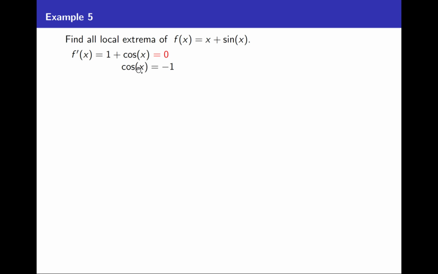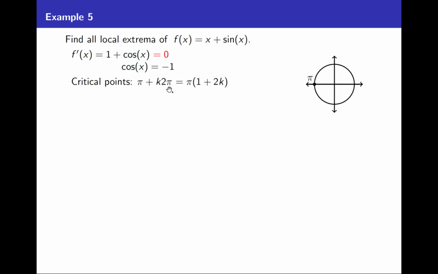You would interpret x as a radian measure because it's plugged into cosine. And thinking of the unit circle, you know the values of x that make cosine of x equals minus 1. Cosine of pi is minus 1, and then plus any even multiple of pi. So the critical points, the solutions of this equation, cosine x equals minus 1, are pi plus k times 2 times pi, which is pi times 1 plus 2k. And this is for k, a positive or negative integer.